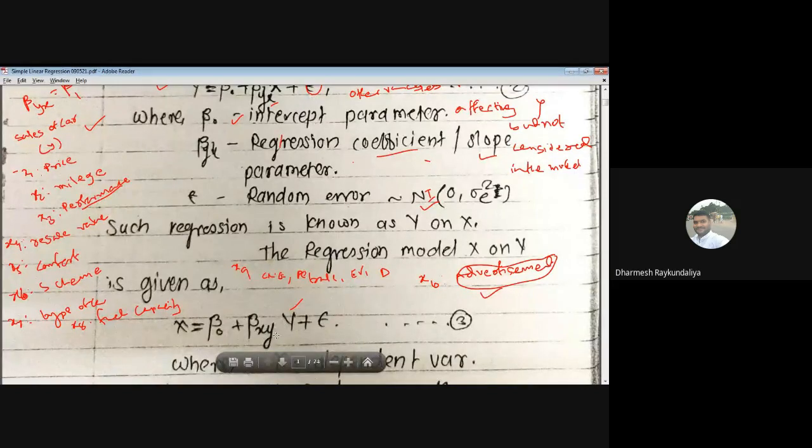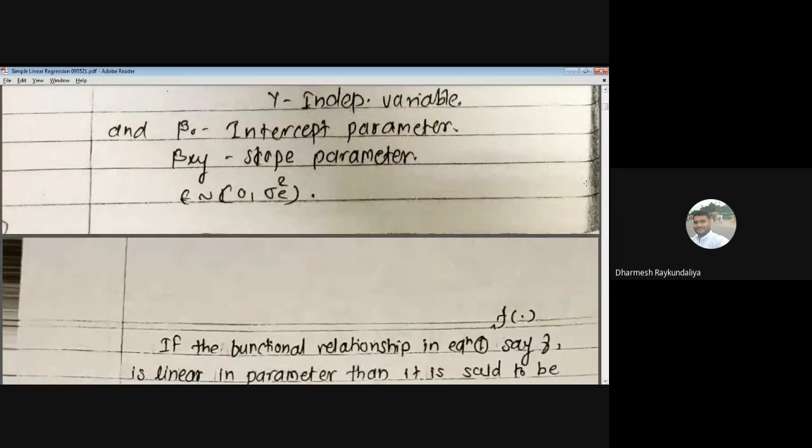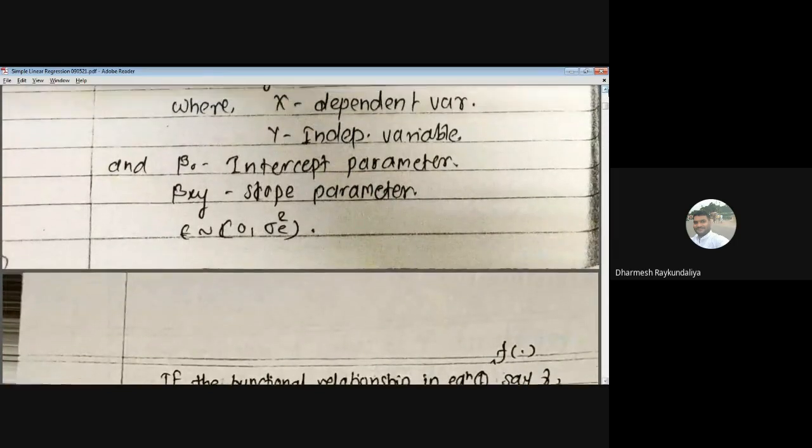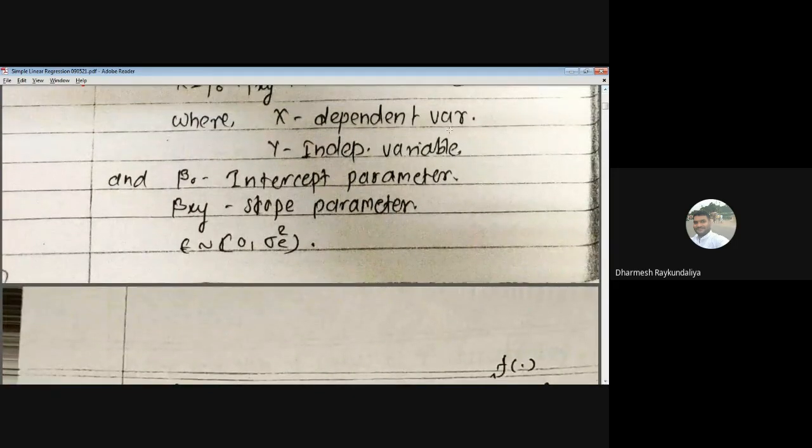X equal to beta 0 plus beta xy Y. That means beta xy is the slope coefficient of regression of X on Y. Here X is the dependent variable, Y is the independent variable, beta 0 is the intercept, beta xy is the slope parameter, and the assumptions remain the same.